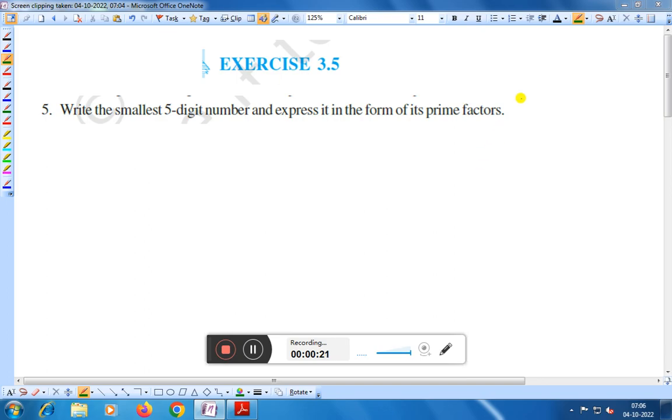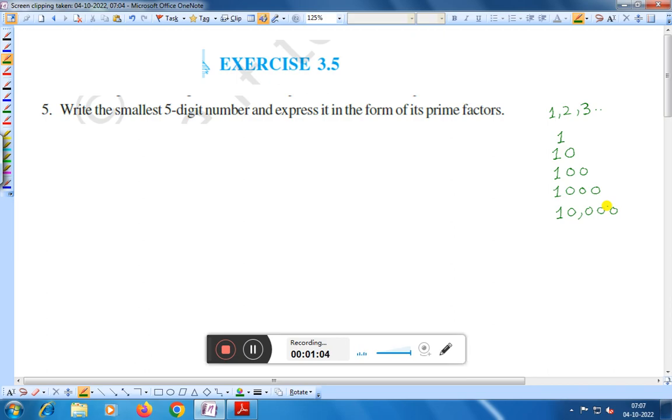Now, first of all, we know that natural numbers start from 1: 1, 2, 3, 4, and so on, right? The smallest 1-digit number in natural numbers is 1. The smallest 2-digit number is 10. The smallest 3-digit number is 100. The smallest 4-digit number is 1000. The smallest 5-digit number is 10,000. Right? This is the smallest 5-digit number.